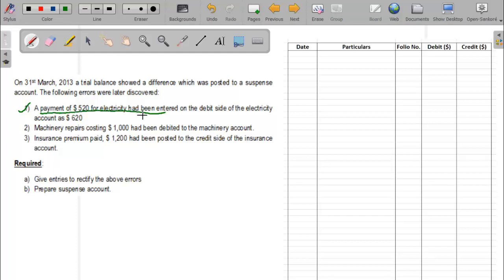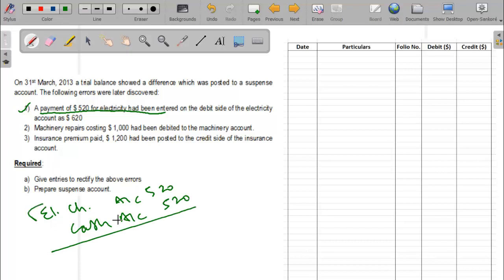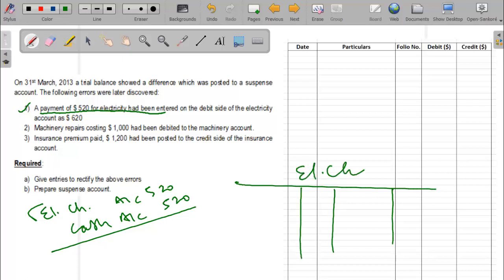Whenever we pay electricity charges, what entry we pass? Electricity charges account debited 520 and cash account credit 520. Now according to this entry, we have to debit electricity charges account in the ledger. We debited also. See, entered on the debit side, so we are doing nothing wrong. Debit side we are doing. Entered on the debit side of electricity account as 620. The amount we are taking incorrect.